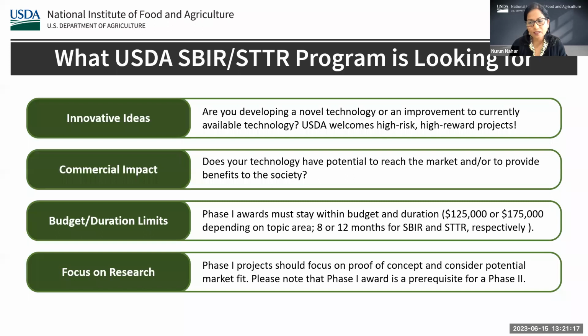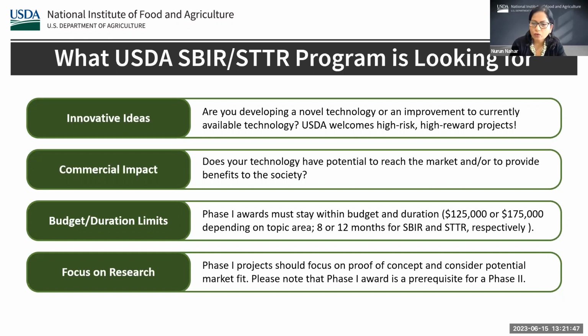So if you apply for more than that, 190 or 200,000, you will automatically not be competitive in this program because the funding budget is not within our limit. The second one is duration. Our SBIR program for Phase 1 is short-term, 8 months, because it's just a feasibility test or proof of concept test. So it is a small duration. And for STTR it is 12 months.